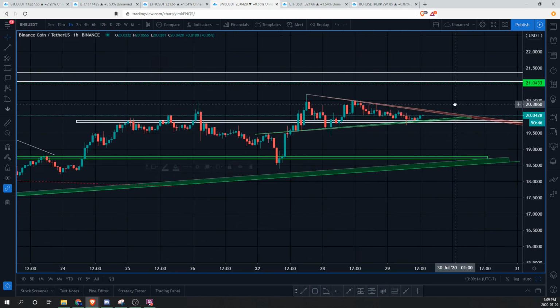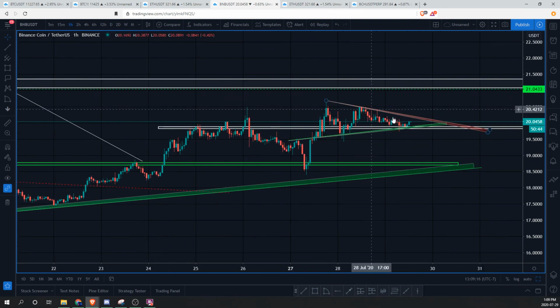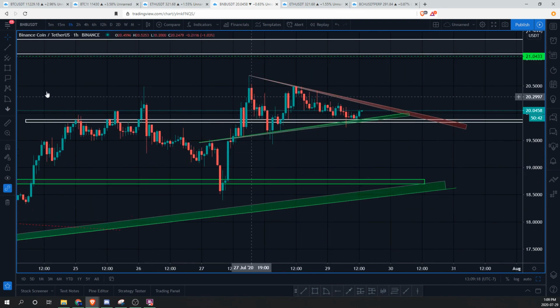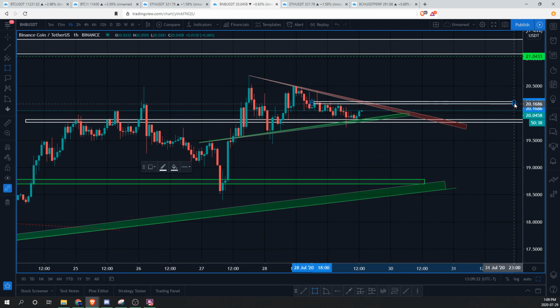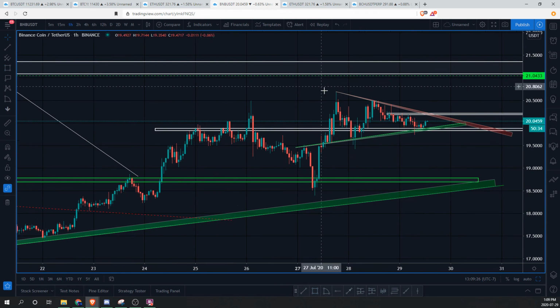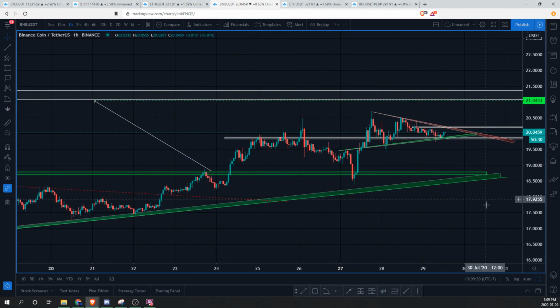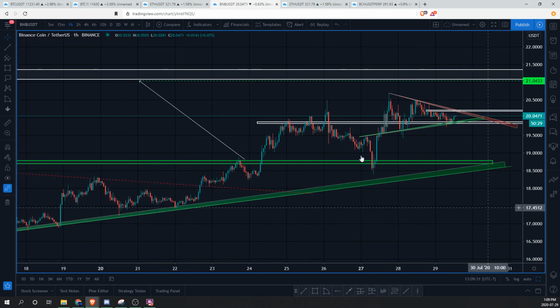It's just not ready yet. It's still contracting, but if it does break, we will be looking. And then let's just put a nice horizontal zone right there. That's going to be the base that we want to see a retest on, if it does break to the upside. So that's going to be the overall altcoin market update.